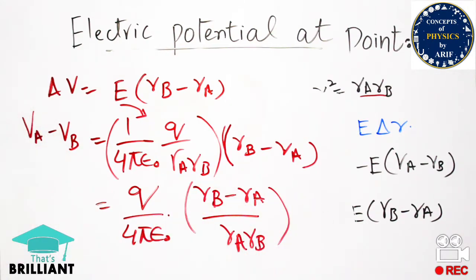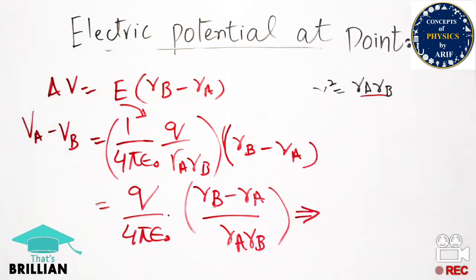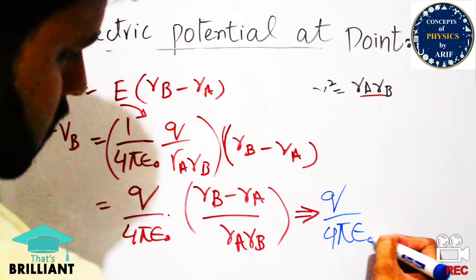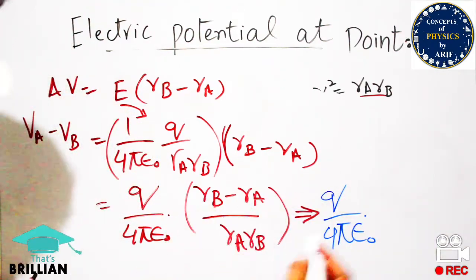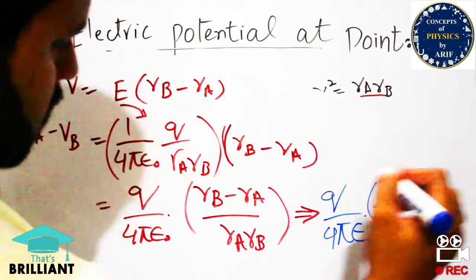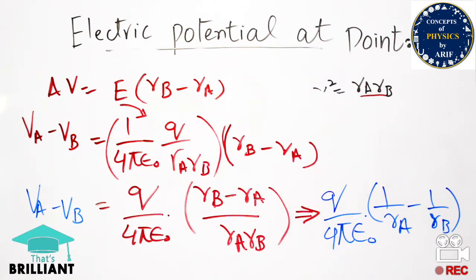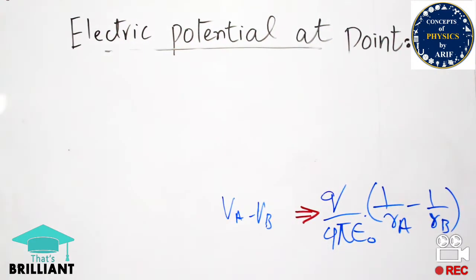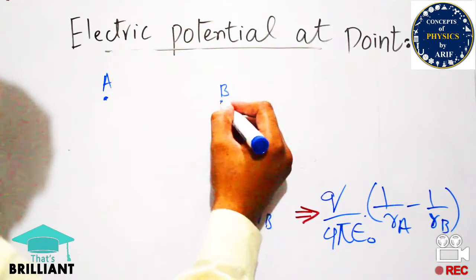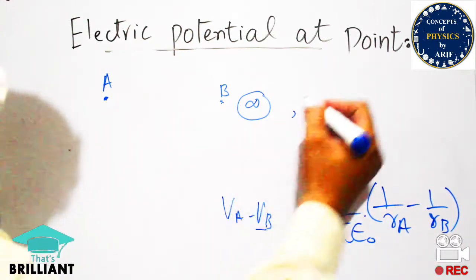And furthermore, in order to simplify this, RA and RB in the denominator will be divided equally by every term. So Q over 4 pi epsilon naught, RB over RA RB will be cancelled, and 1 over RA minus 1 over RB will be remaining on the other side. This is the final expression of the potential difference with respect to the 2 points. So VA minus VB is equal to Q over 4 pi epsilon naught into 1 over RA minus 1 over RB.